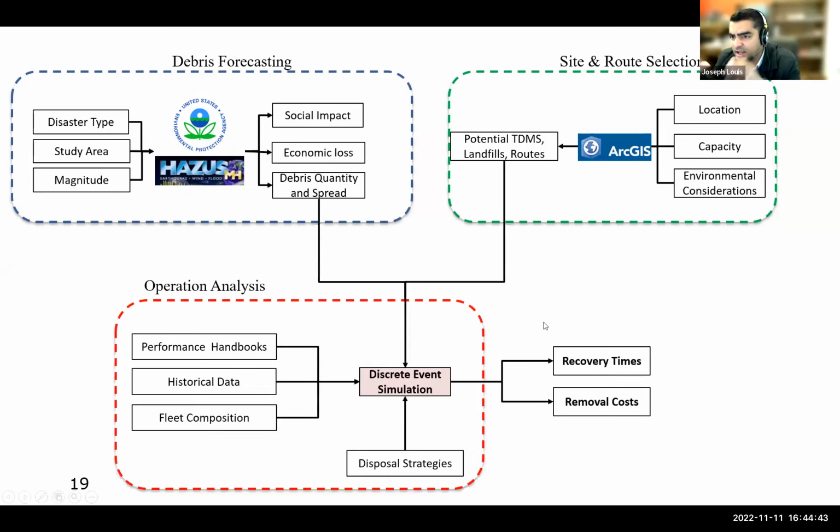And discrete event simulation really can take information from both of these. So you saw how we used debris quantities earlier and how we used haul durations, right? So all of that information really comes from doing a geospatial analysis of your study zone and a debris forecasting analysis of your study area or your community that you're looking at. And in discrete event simulation, you can start to have various disposal strategies that you try out by just building out these models for various strategies. And you can start to think about which strategy gives you the lowest recovery time and the lowest removal costs for your debris.